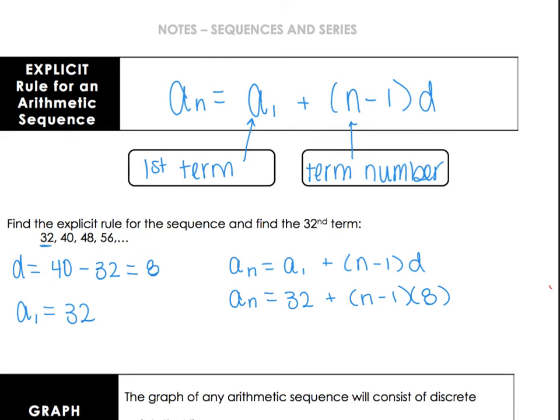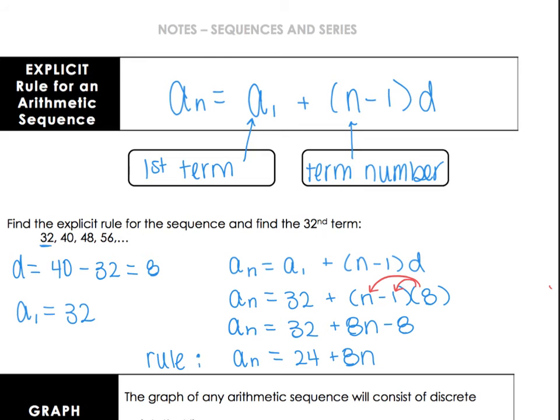Okay. So this 8, even though it's on the right-hand side of the binomial, it is still getting multiplied, or distributed, to what's in that binomial. So it's going to look like a sub n equals 32 plus 8n minus 8. And then you can simplify what you can. So we can do 32 minus 8, and we'll get a sub n equals 24 plus 8n. So this is our rule here. And remember, rule just means an equation.